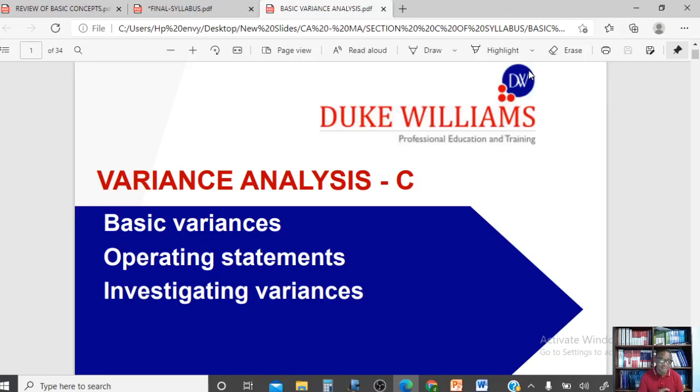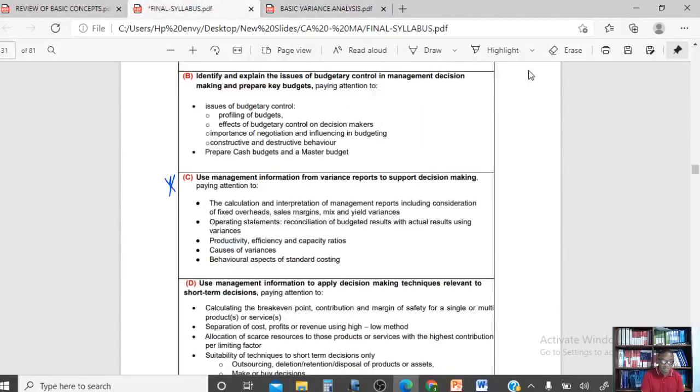Once again, we are still within the section C area of the variance reporting. Looking at the syllabus, in the previous videos we've looked at the behavioral aspects of standard costing and the impact of the different standards on behavior. We've looked at productivity, efficiency, and capacity ratios. What we're going to be looking at now is operating statements, reconciling budgeted results with actual results using variances.